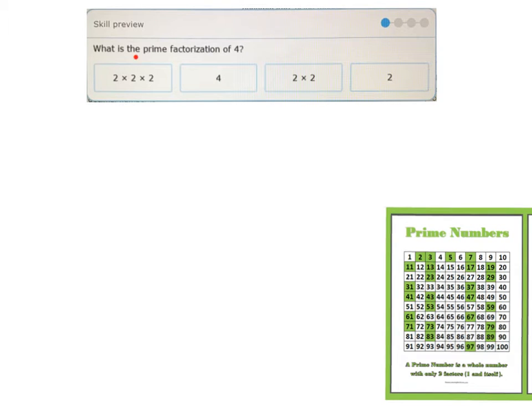In this video, we're going to talk about prime factorization. So we're essentially going to take a number and break it down into just its prime factors. We're going to do this by using a factor tree.